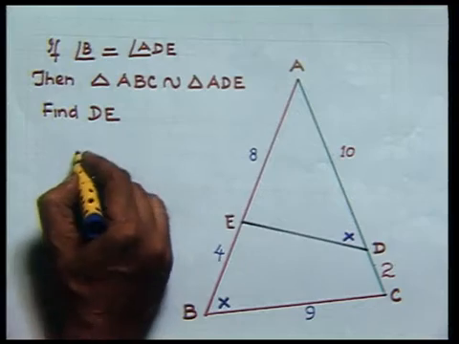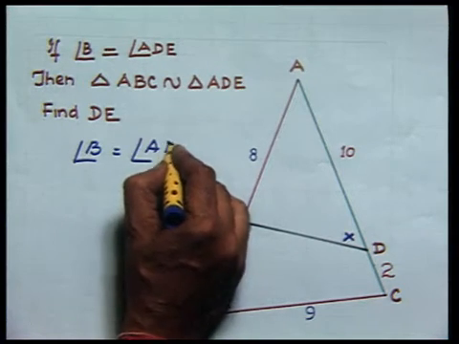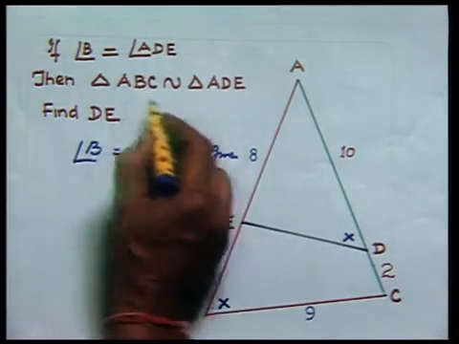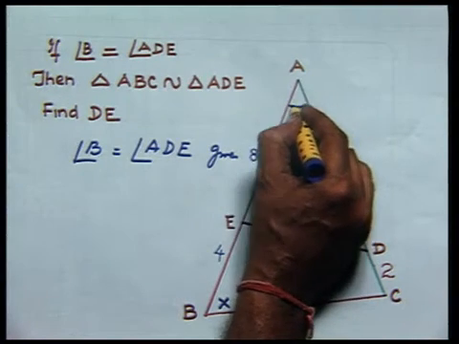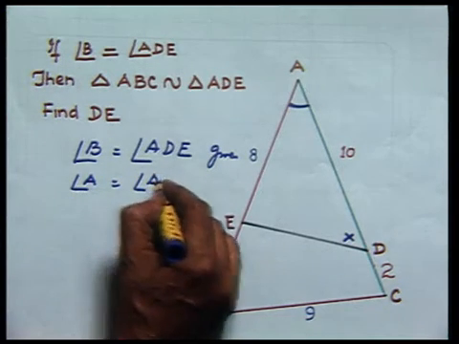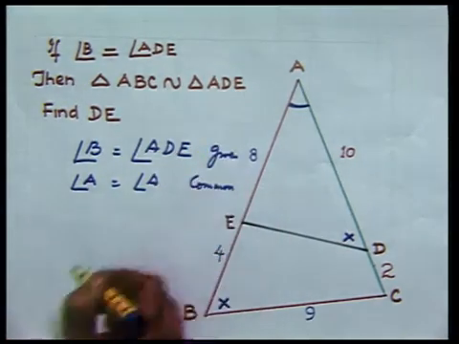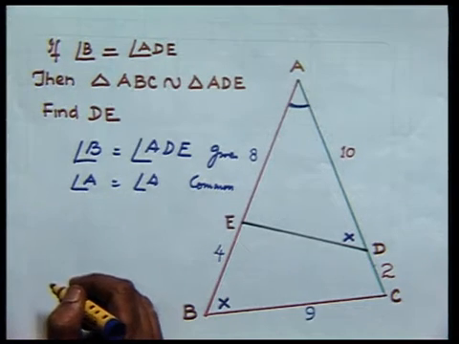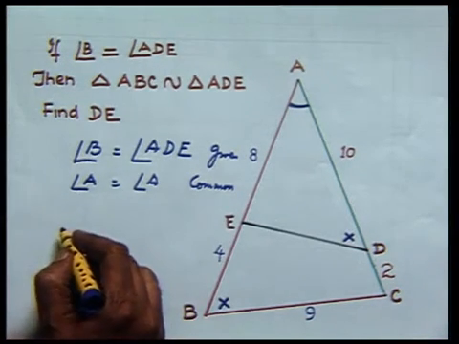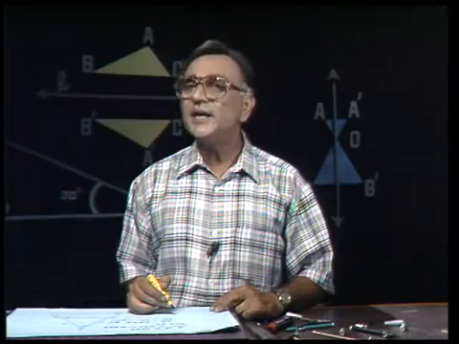You can see here that angle B is equal to angle ADE. This was already given to us, and in the two triangles ABC and ADE, this angle is common to both, that is angle A is equal to angle A, which is common to both. Then can you say that triangle ABC is similar to triangle ADE? Yes, of course we can say that, because in a triangle the sum of angles is 180 degrees and the third angle will automatically be equal to the third angle. So that means ABC is similar to triangle ADE.